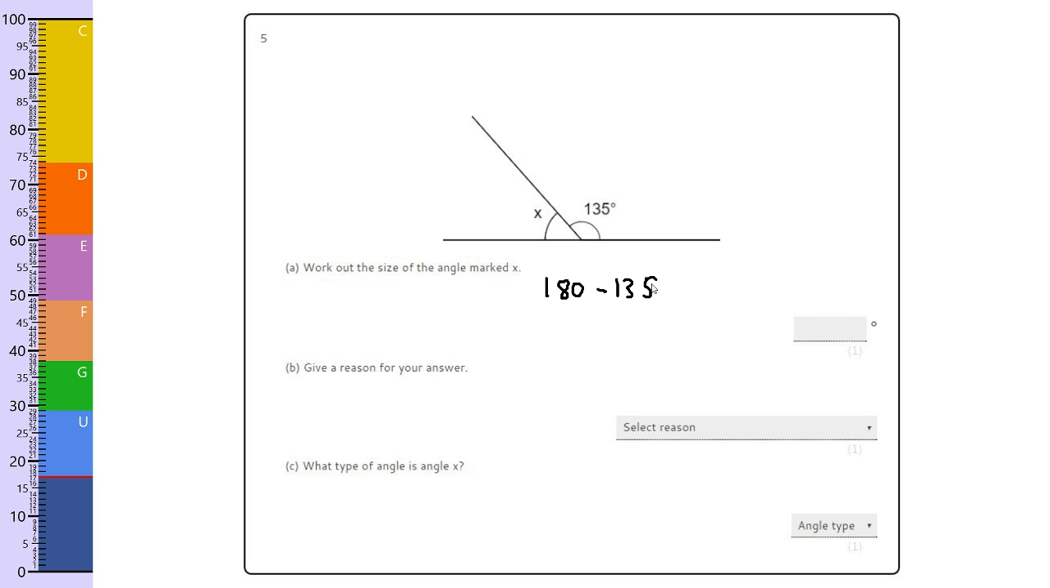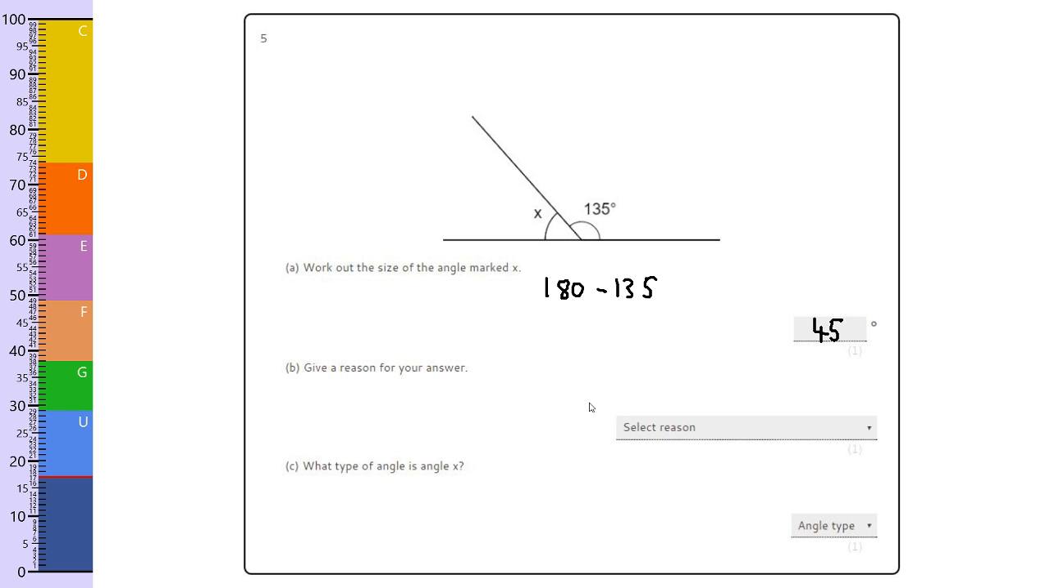Well, I've got a calculator, so 180 take away 135 equals 45. So 45 degrees. Let's check that works. So 45 plus 135 equals 180. Give a reason for your answer.